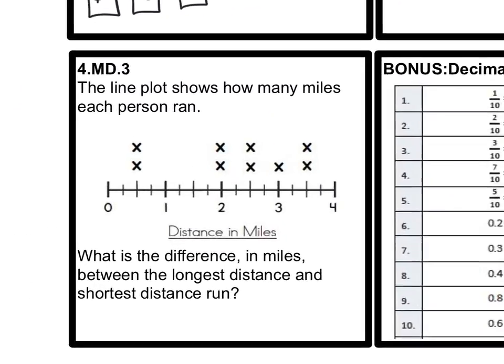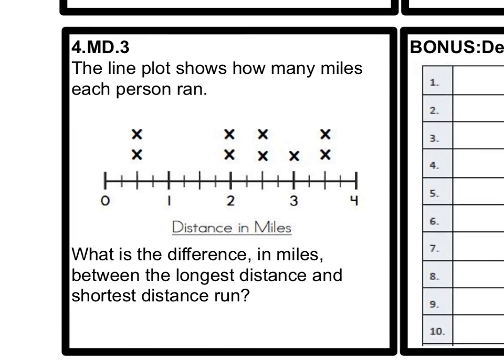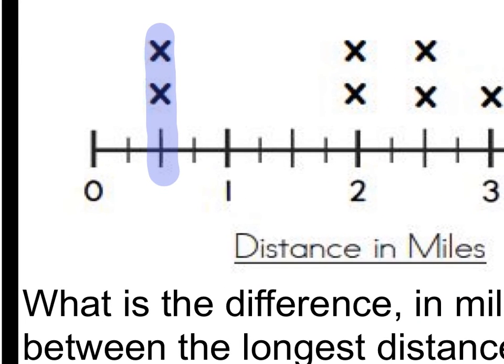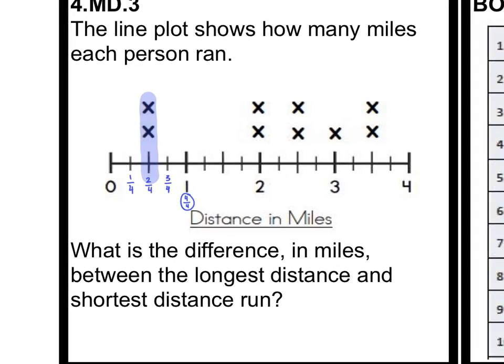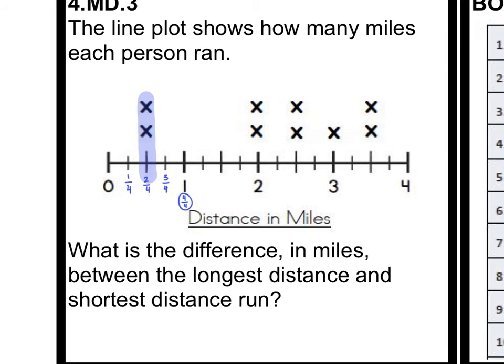Okay. The line plot shows how many miles each person ran. What is the difference in miles between the longest and the shortest run? So the shortest run is going to be here at 2/4. And I know that because if you zoom into 0 and 1, you clearly have 1/4, 2/4, 3/4, and then 4/4 for 1 whole. Okay. So the least amount that they ran was half a mile or 2/4.